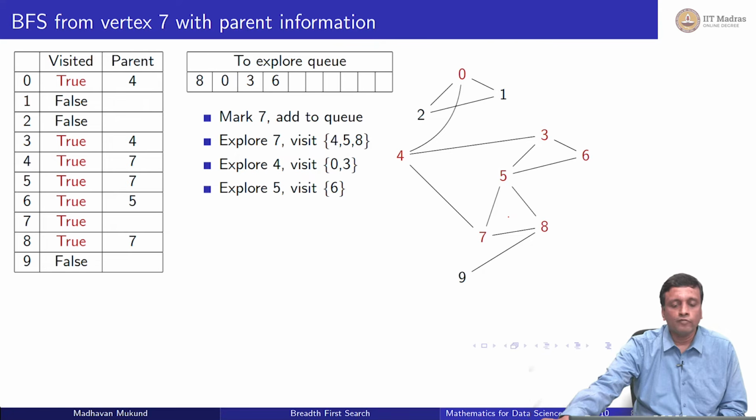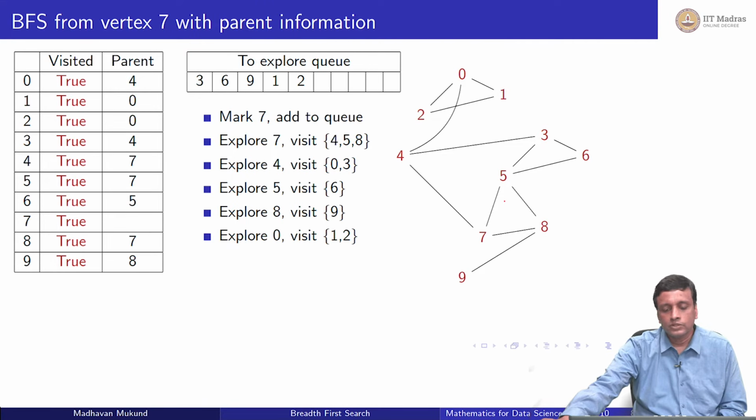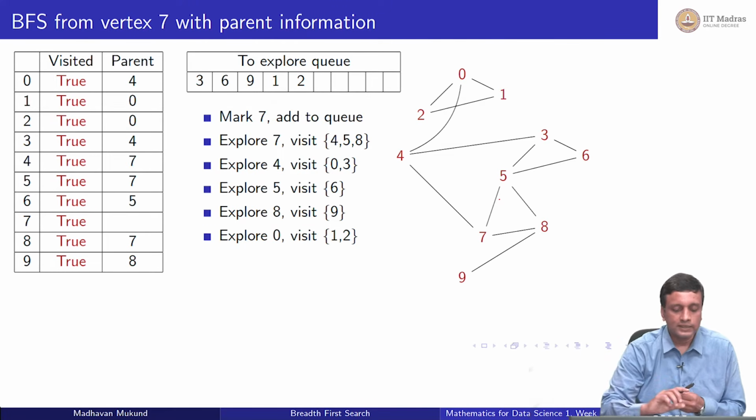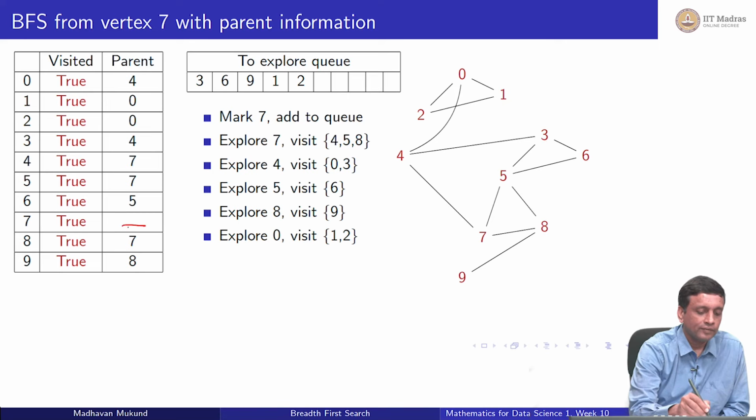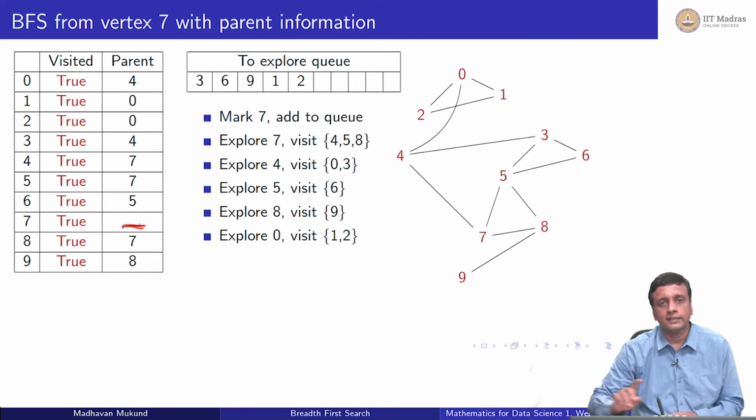Same way, when I explore 5, the parent of 6 becomes 5. Same way, when I explore 8, the parent of 9 becomes 8, because I got to 9 from 8. And finally, when I come to 0, the parents of 1 and 2 become 0, because 0 marks them. Notice that 7 doesn't have a parent, and that's because we started the search at 7.